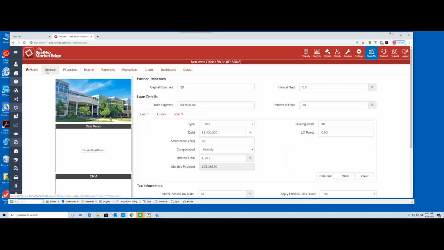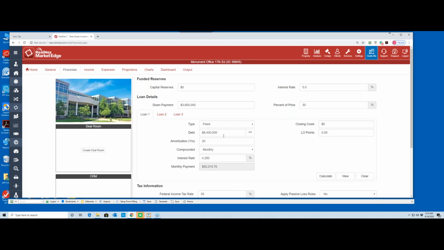All right, going on to the financial tab. I was in the general tab up here at the top, so now I'm going to the financial tab. The key thing here is I'm putting in the loan information. You could have up to 3 loans, but we're just going to have one in this example. So we're going to have equity, it says down payment here. Our equity investment in the property is $3,600,000. So we're going to borrow the rest, an amount of $8,400,000.